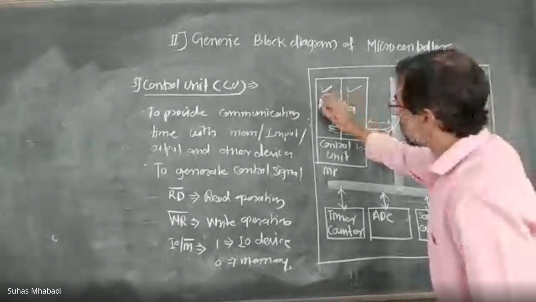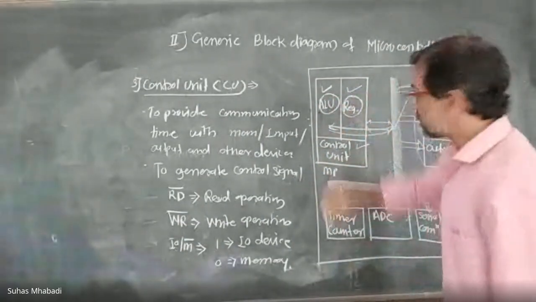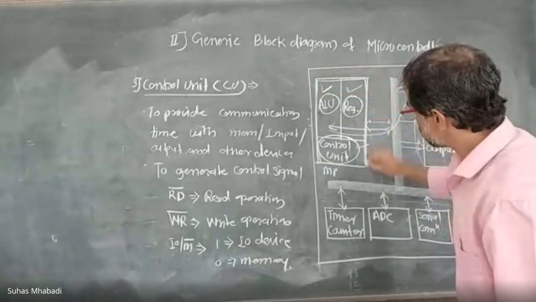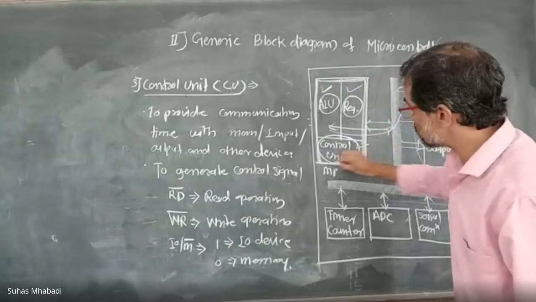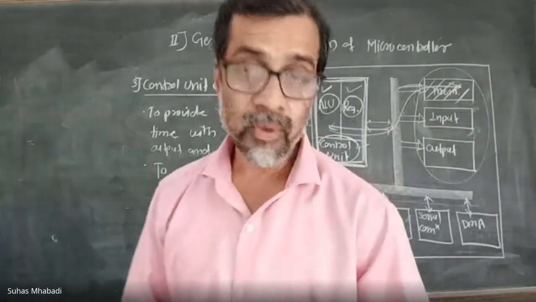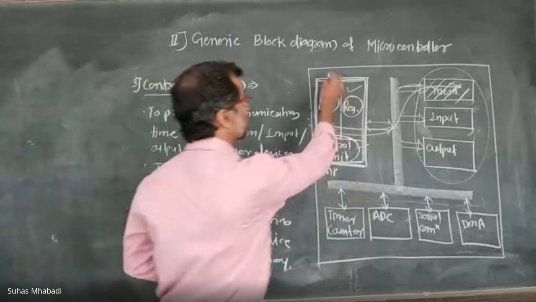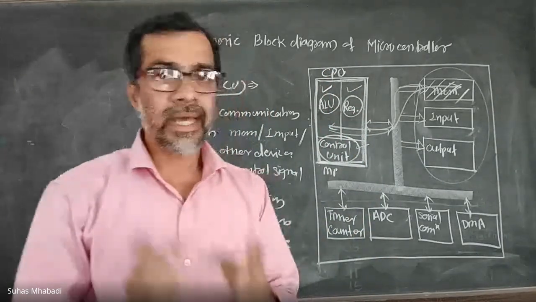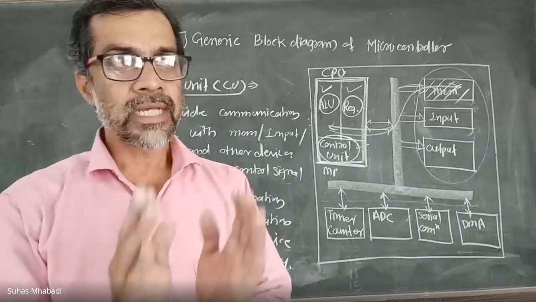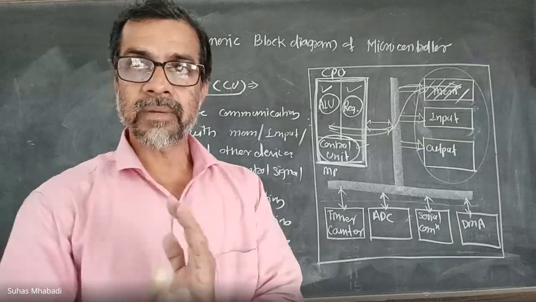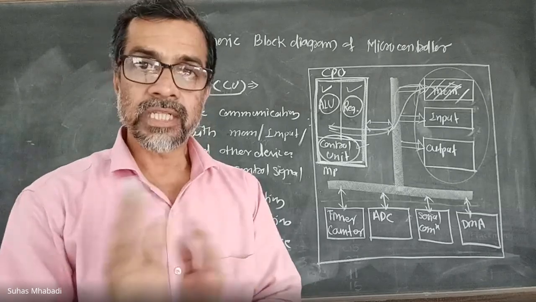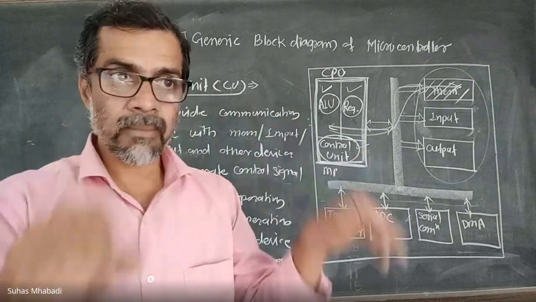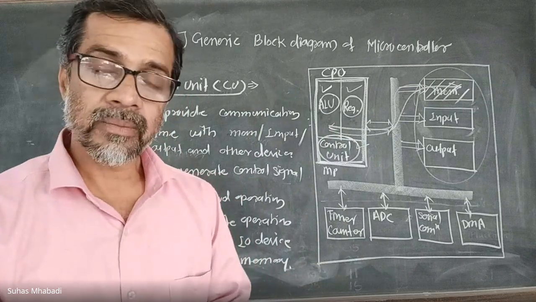Now, along with ALU, along with registers and the CU, the entire block is known as the Central Processing Unit, CPU. Many times students make a mistake between ALU and CPU. ALU is a typical block where we carry out the mathematical or logical operations. The CPU consists of ALU plus registers plus control unit. The combined block is called the CPU, Central Processing Unit.